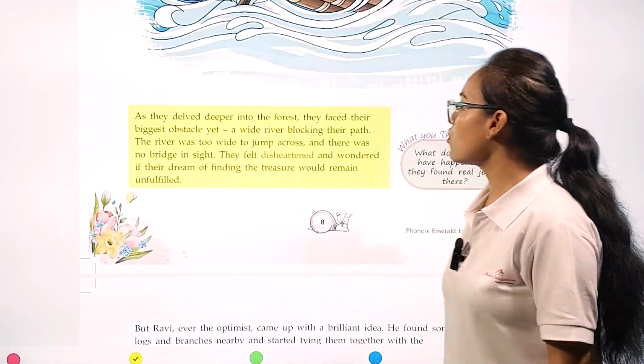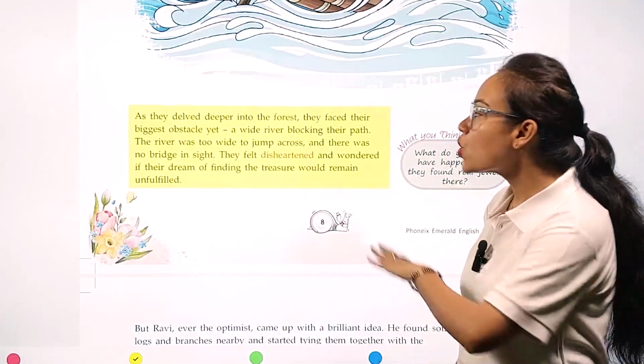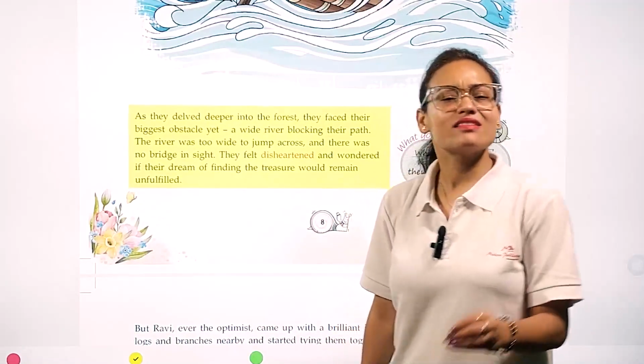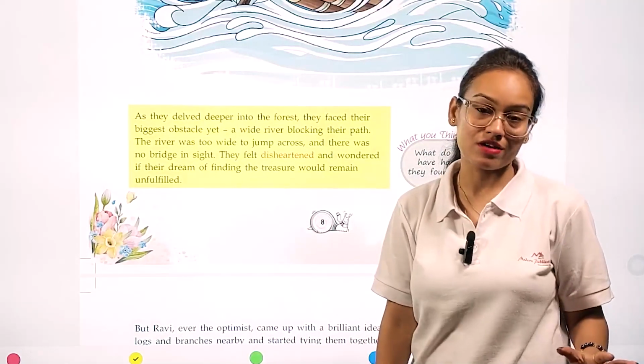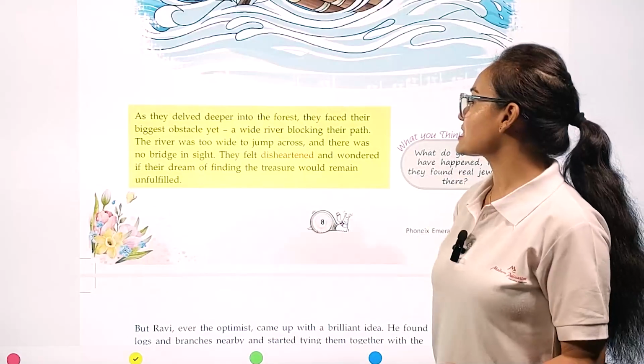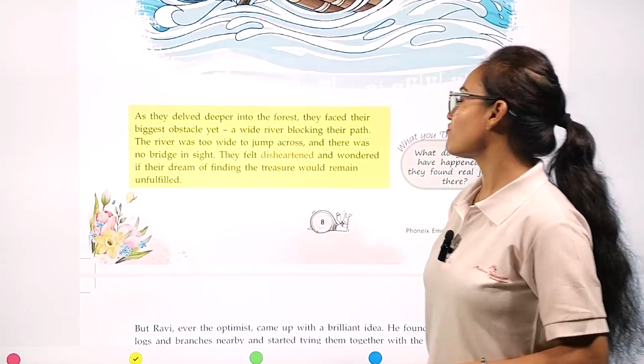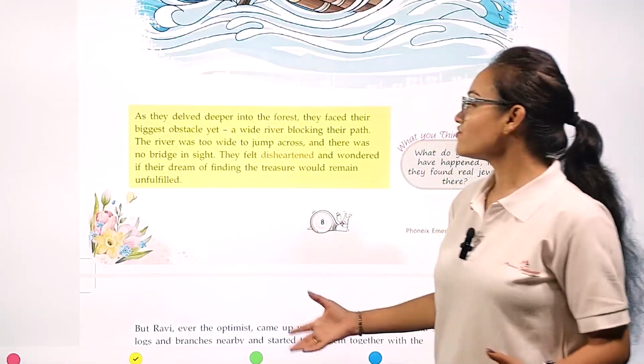The river was too wide to jump across and there was no bridge in sight. See, that river was so wide that no bridge was even constructed on that river. They felt disheartened and wondered if their dream of finding the treasure would remain unfulfilled.